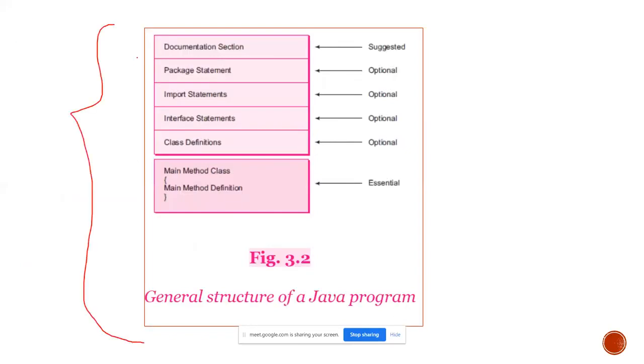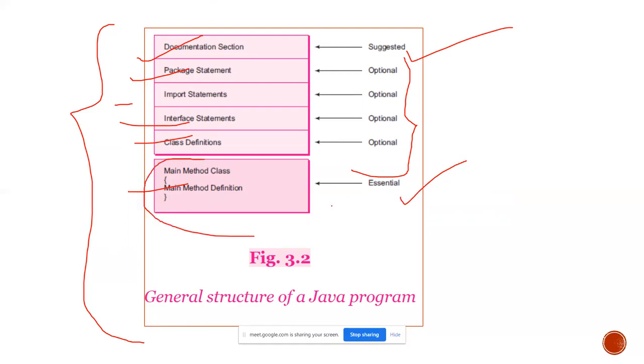So you have the documentation section, package statement, import statement, interface statement, class definition, main method. Out of these statements, look at the right side: you have some optional parts, one suggested part and one essential part. Out of all these sections, you can find the main method is very, very essential. Without the main method, a Java program cannot be executed.